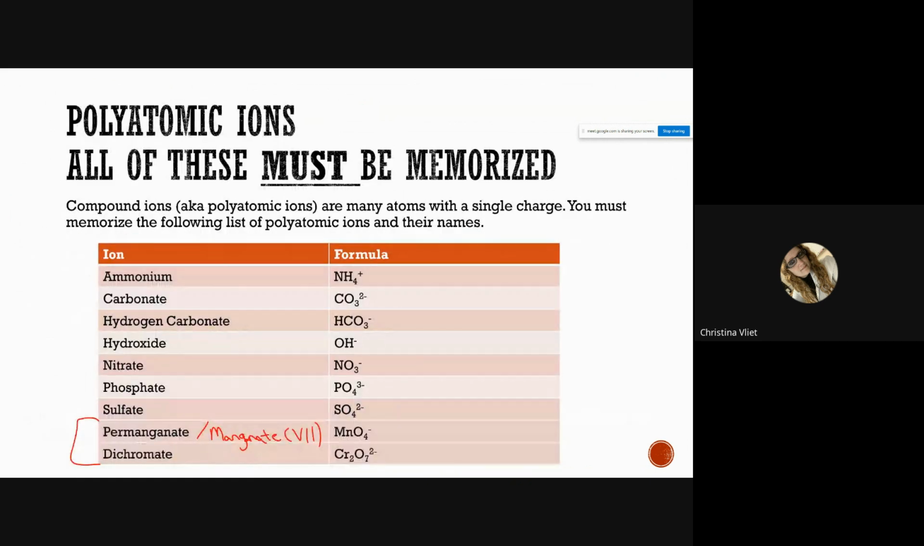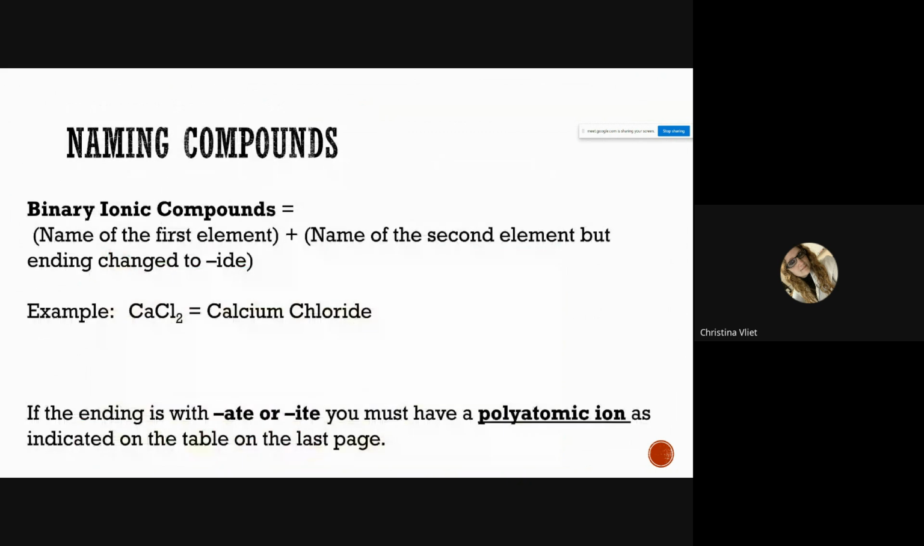All right, memorize. That's your weekend goal. If you haven't memorized these already, go ahead and memorize your polyatomic ions by heart. This leads us to naming.